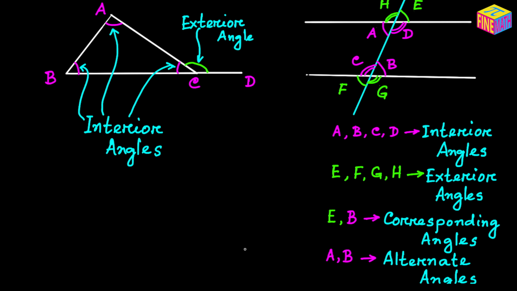I hope you now have a clear idea of what is an interior angle and what is an exterior angle. Again, it will depend on the context. Anything that is inside the shape is generally called an interior angle, and any angle outside of the geometric shape will be called an exterior angle.